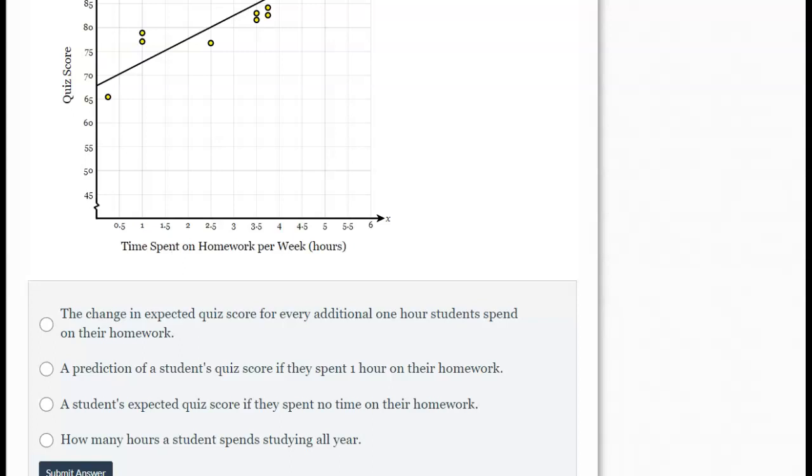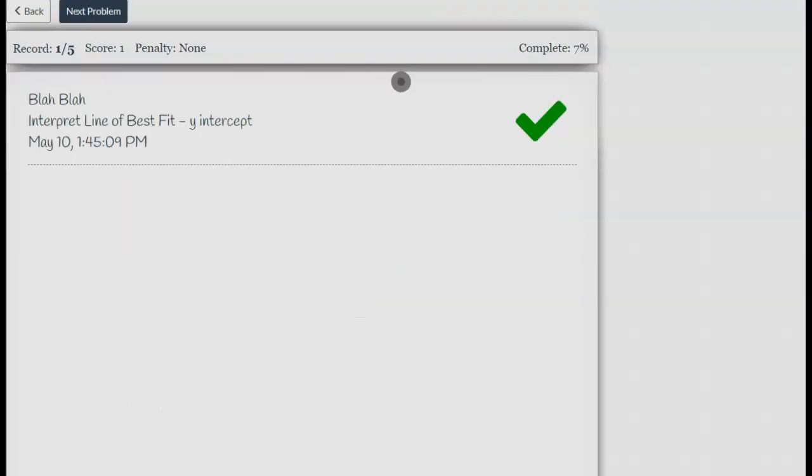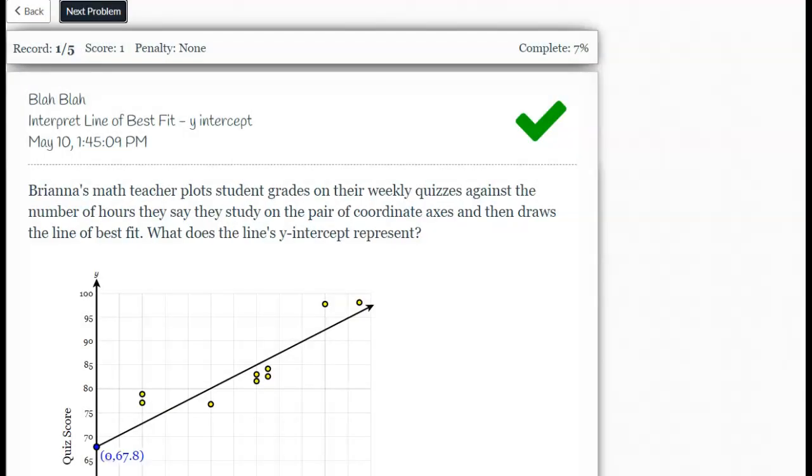So we're just really looking at the graphs and what the data points are representing, and specifically on the first section, what it represents on the y-intercept, which is where it hits the y-axis. So I'm going to say I agree that it would be the student's expected score if they spent no time on their homework. Yep, which is correct. Okay, let's look at another example.